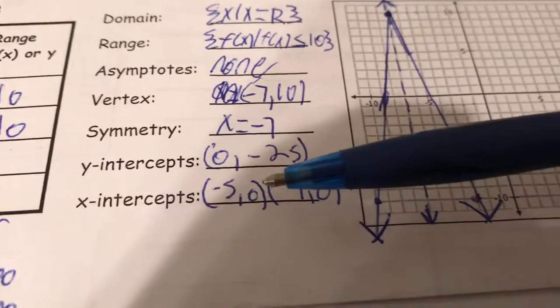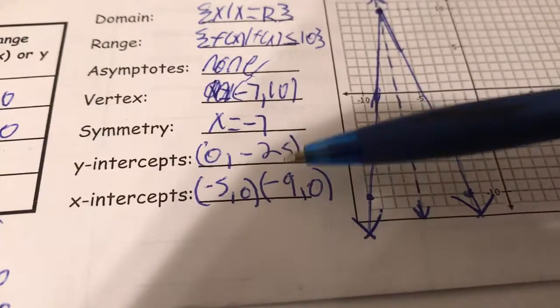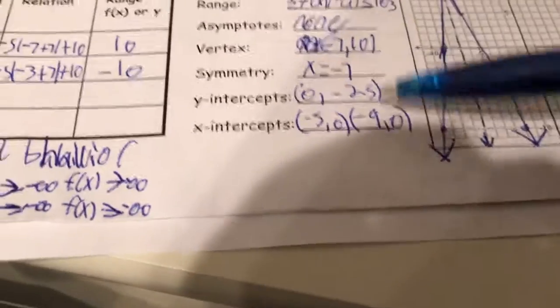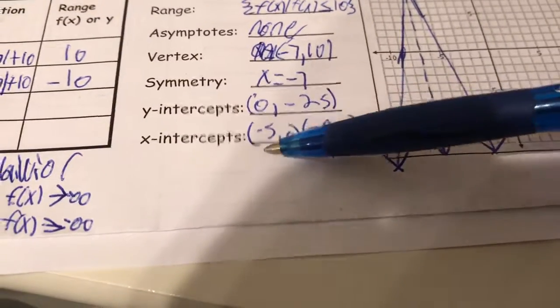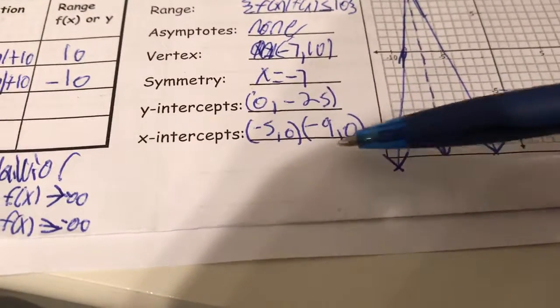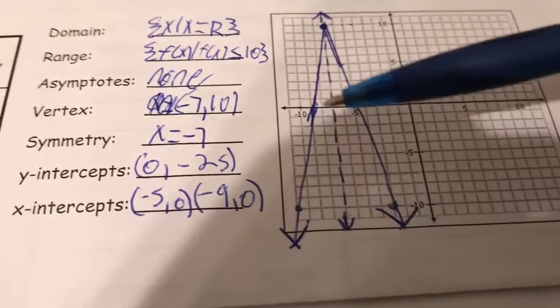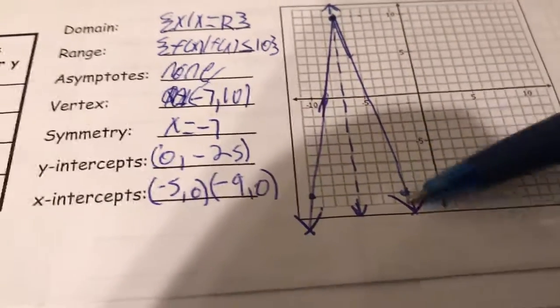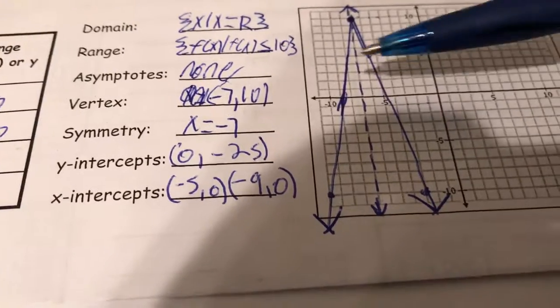Your y-intercept is going to be 0, comma, negative 25. And how you get this is you input 0 as x. Your x-intercepts are negative 5, comma 0 and negative 9, comma 0. And how you get that is, after you get that, you get a straight line for that. And that's going to be negative 5, negative 9.